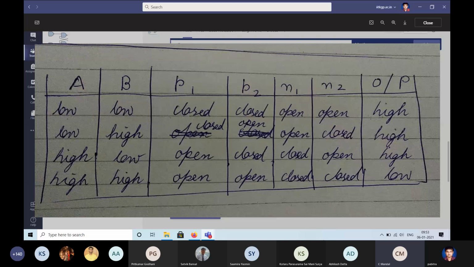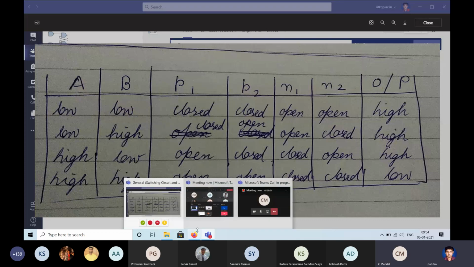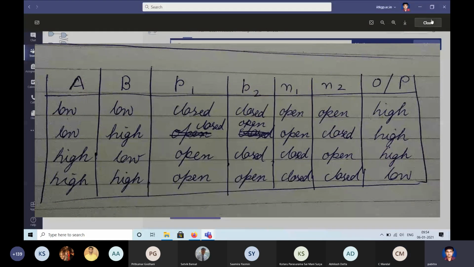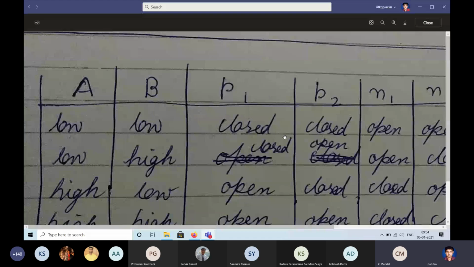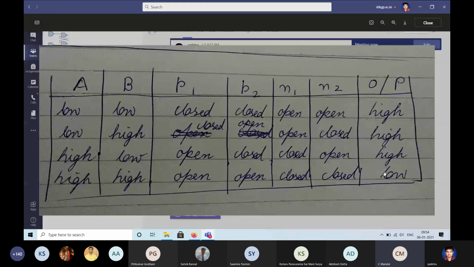What kind of function is it? Can anyone tell? It is obvious, of course, but the answer was given by Srijan Das. Srijan, you have shown the operating table, but what kind of gate is it? What kind of function? Of course, the NAND gate. It's a NAND gate. It is shown there anyway.